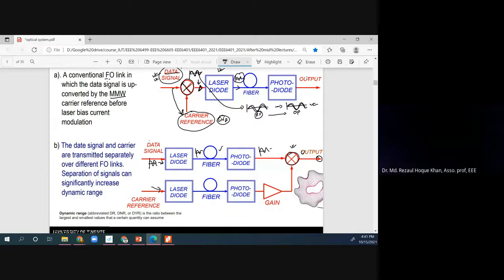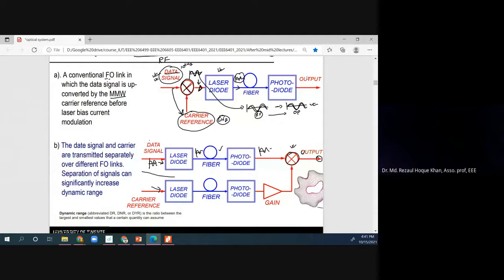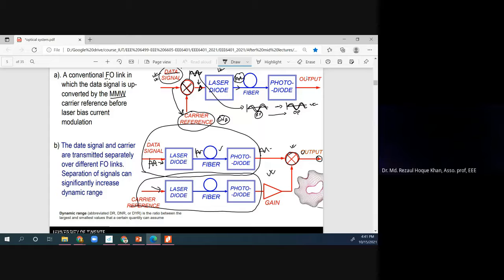But what is the disadvantage here? You have to use two separate links, isn't it? This is the diode, optical, and photodetector. This is one setup. There is another setup. So this setup is expensive, right? Because you have to repeat the setup. But in a sense this is actually a very robust system. If you need a very robust transmission system, then you will make it separate.